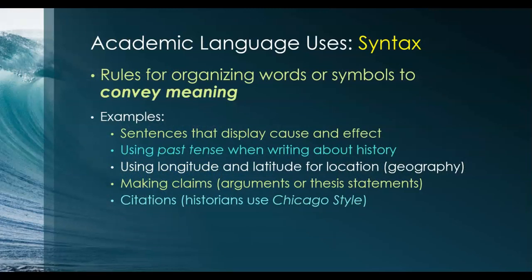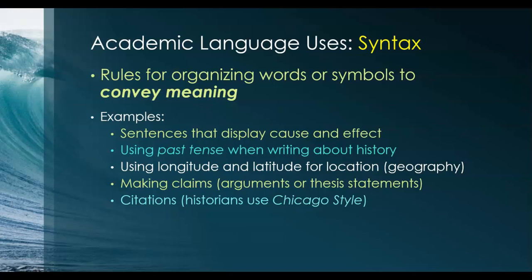And then lastly, we have syntax, which are rules for organizing words or symbols to convey meaning. How words or symbols are organized can make a difference. So for example, a sentence that displays cause and effect is really important for history social sciences. Another example is using past tense when writing about history.